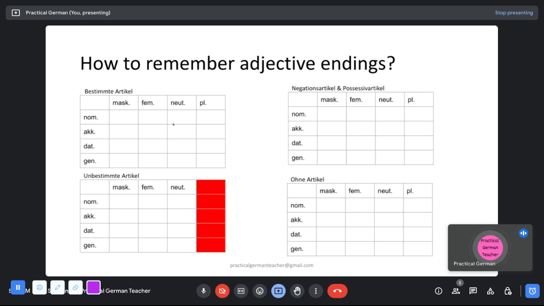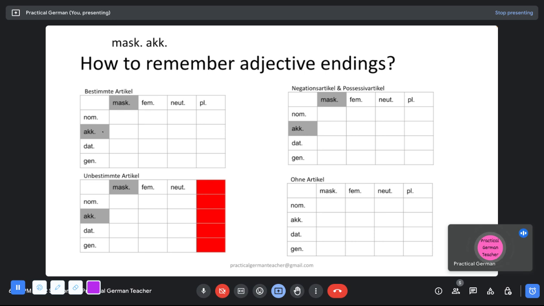This table is for definite articles, bestimmte Artikel. This is for negations and possessive articles: kein, keiner, mein, dein, and so on. This one is for indefinite or unbestimmte Artikel: ein, einer. This table is for where there is no article being used. We'll ignore this for now and focus on these three tables.